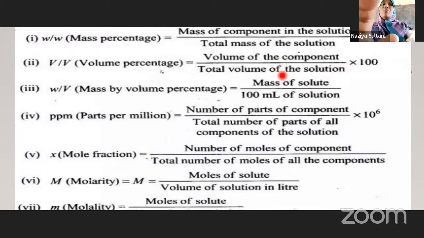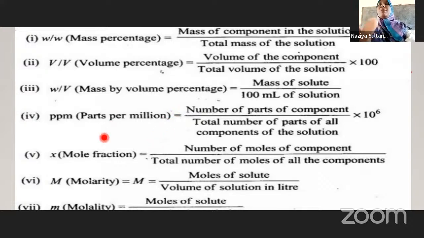Next, coming to weight volume percentage, or mass by volume also we can say. So it is the mass of the solute per 100 ml of solution. The mass of solute present in 100 ml of solution is called mass by volume or weight volume percentage. Next, ppm, parts per million.